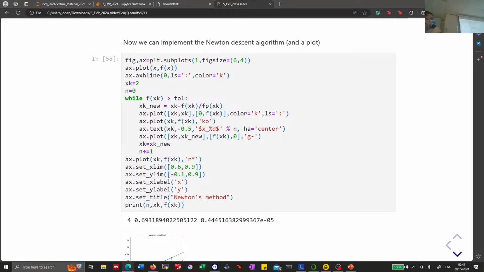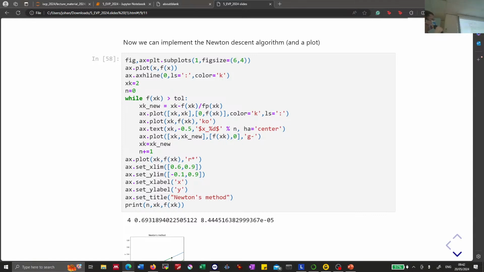And when the function value is smaller than the tolerance, we leave, or we don't actually enter the while loop. So our aim is to bring the function value to a value smaller than the tolerance and say this is our solution.